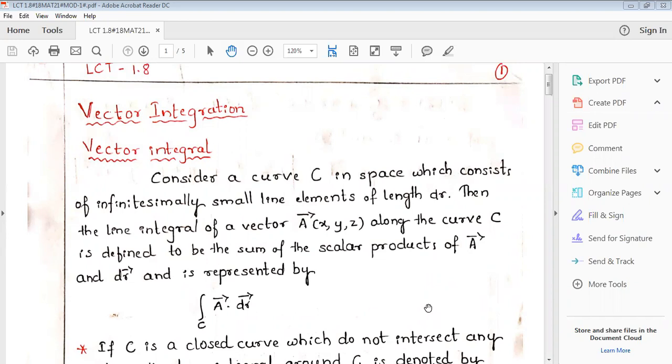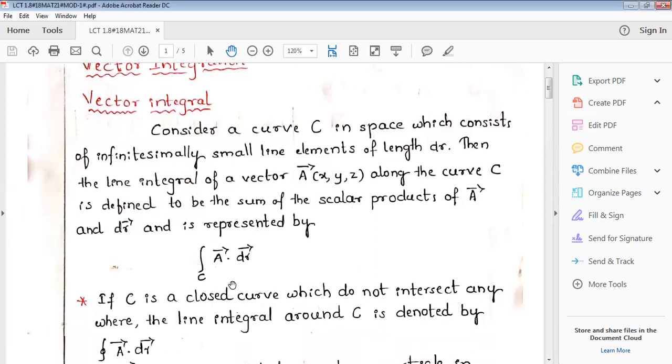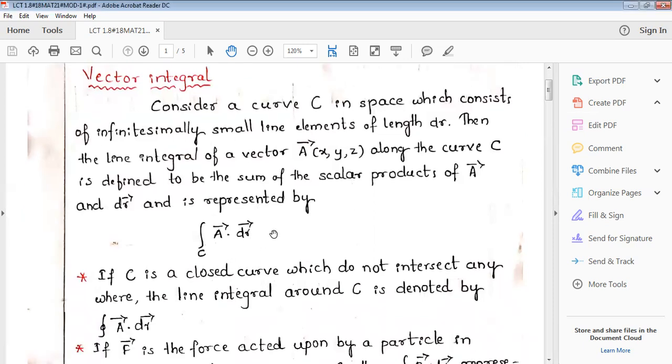Today we are discussing vector integration. First, we discuss what a vector integral is. Consider a curve C in space which consists of infinitesimally small line elements of length dr. Then the line integral of a vector A(x, y, z) along the curve C is defined to be the sum of scalar products of vector A and vector dr, and is represented by the integral over C of vector A dot vector dr. This is called a vector integral.